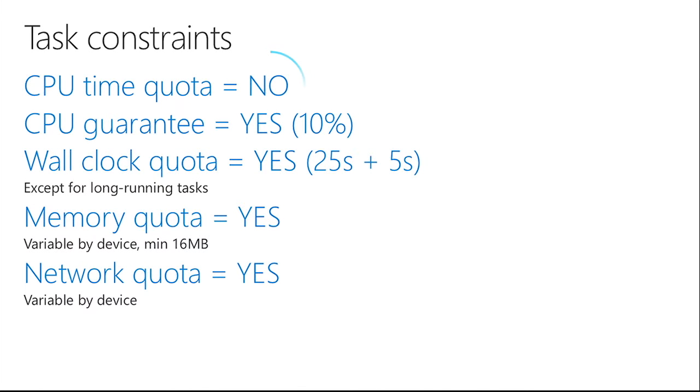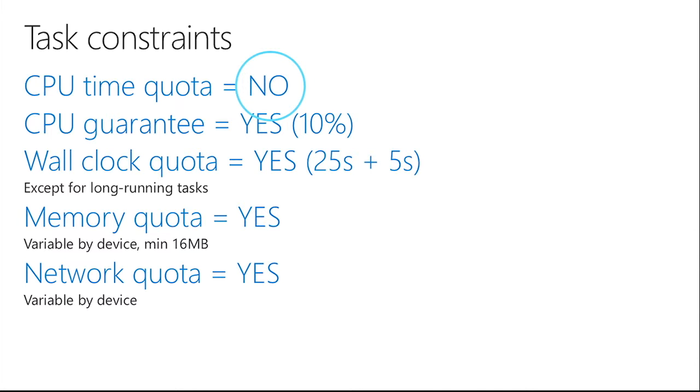A bit about resources. There's a big change. In 8.1 we had all these different resources and constraints that nobody understood. So we've simplified it now. There is no CPU time quota anymore. It's just a wall clock thing, and you get a guarantee of up to 10% of the CPU while you're running. So that's very good.